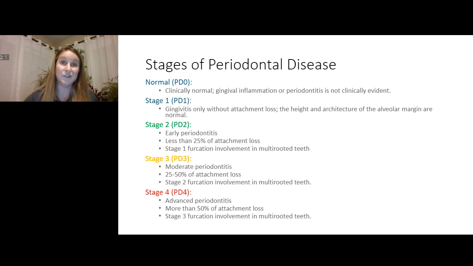And then we have stage 4, right? And I put this in red here because these are the ones that they've got to go. So our stage 4 teeth are going to be when we have advanced perio. This is when we have more than 50% of our attachment loss gone. So we have more than 50% of the bone that's supposed to be holding our teeth in place no longer present. And this could be our stage 3 furcation with our multi-rooted teeth.